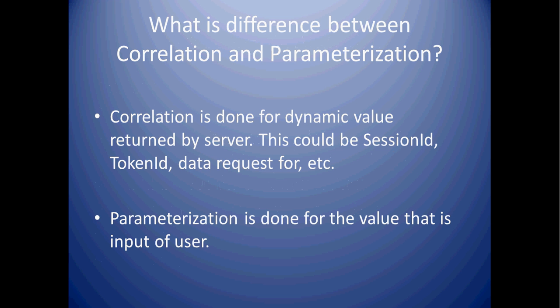On any script, the two things we generally perform are parameterization and correlation. All the values recorded in the script which are user input while recording need parameterization. For example, login credential, date of journey for ticket booking, payment details, and so on. All the values that the server returns need to be correlated, as they might change with time or with user. A good example of this is session ID, user ID, flight ID, and so on.